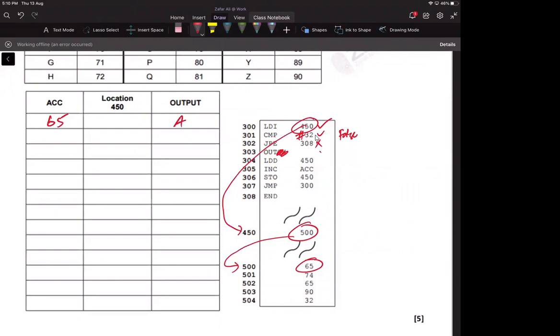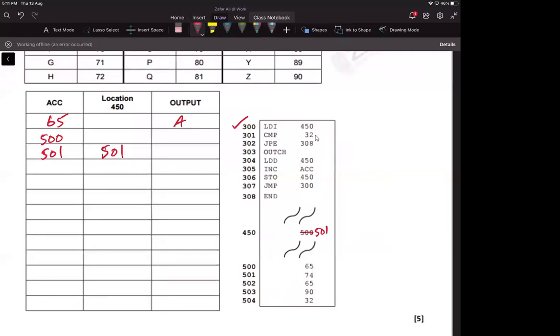And then load 450. So what is that 450? LDD 450. 450 has got 500. So we loaded 500. And then we increase the accumulator. This has become 501. And it's stored at 450. So this 501 is now stored at 450. Jump to 300. So now we jump back to 300. Remember, at 450 now it is 501.